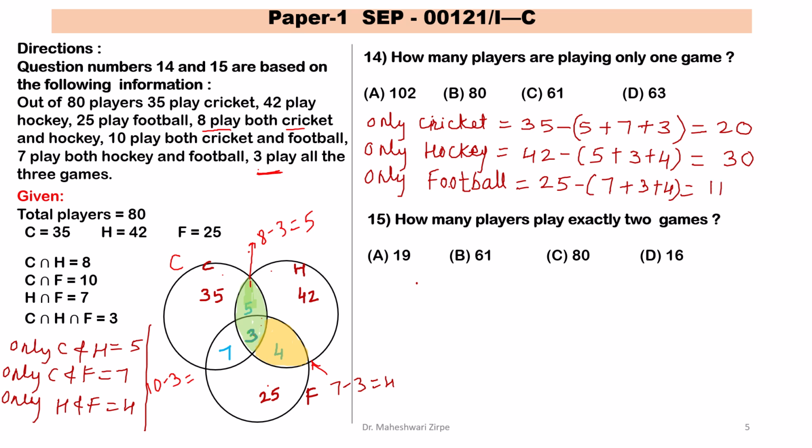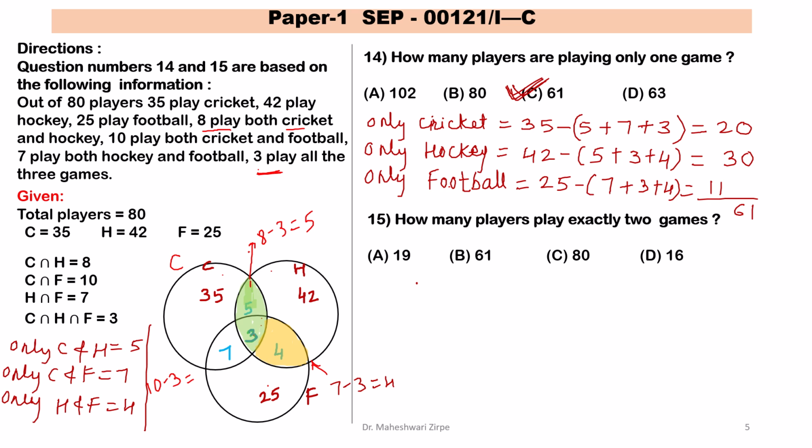So this is 11. Now if you total all these, 20 plus 30 plus 11, it comes out to be 20 plus 30 is 50, 50 plus 11 is 61. So your correct answer is C. Okay, 61 students or players are only playing one game. 61 players are such that they are only playing one game.